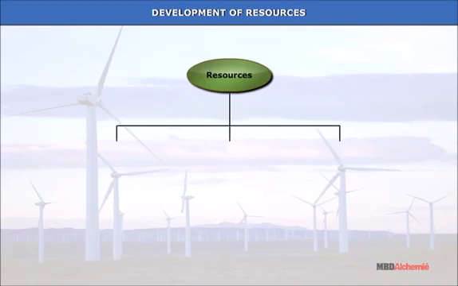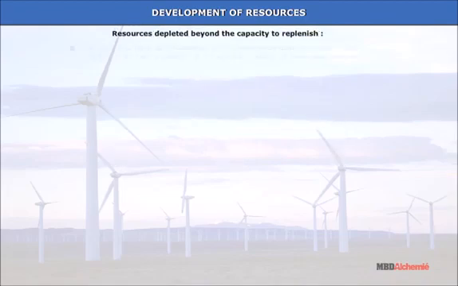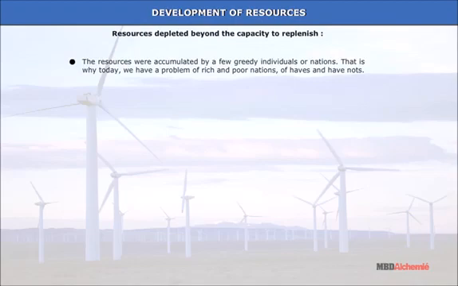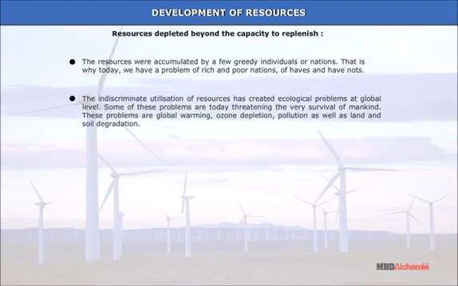Development of resources. Human beings use these resources indiscriminately because they consider them to be mere gifts of nature. Resources were accumulated by a few greedy individuals or nations. That is why today we have a problem of rich and poor nations, of haves and have-nots. The indiscriminate utilization of resources has created ecological problems at global level. Some of these problems are today threatening the very survival of mankind. These problems are global warming, ozone depletion, pollution, as well as land and soil degradation.